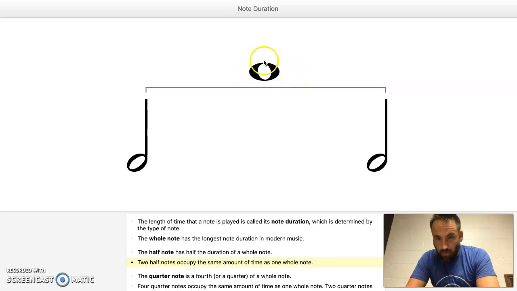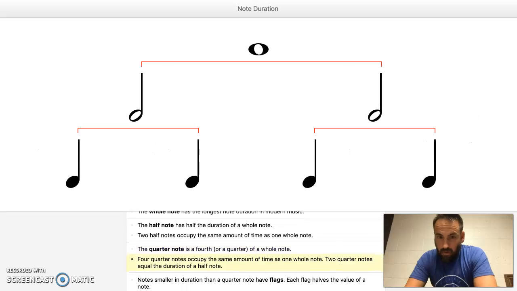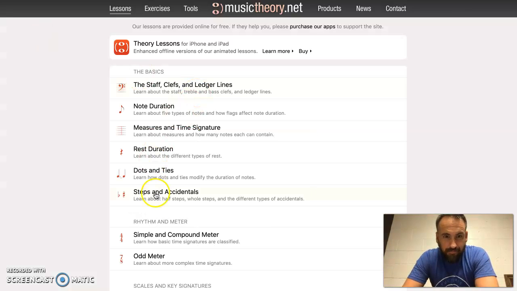You can have a whole, which is made up of 2 halves. Quarter note is a quarter of a whole note. So you've got to make 4 to make a whole note. That's where, again, all these terms are. Now, there's more to each of these slides. Like I said, today is not really about teaching this topic to you. It's just about showing you how to use the website.